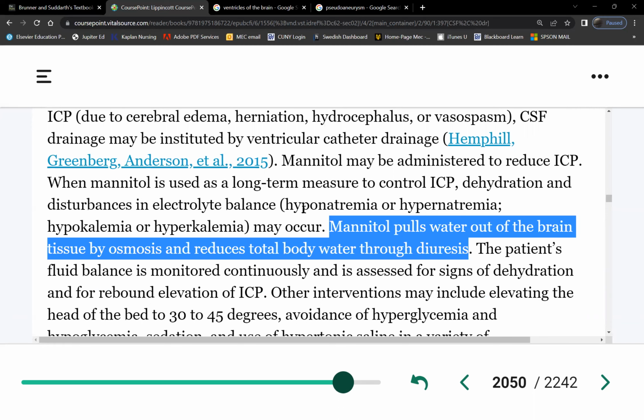So therefore, what should you do before you administer mannitol? Blood pressure must be high enough. If the blood pressure is low, is it good to give this? No, because we want blood pressure in stroke and head injury patients to remain high. Remember CPP? We calculated it last week. So we want the CPP to be what? How much? 70 to 110. We want it to be between 70 to 110.